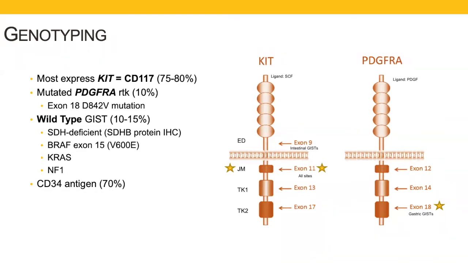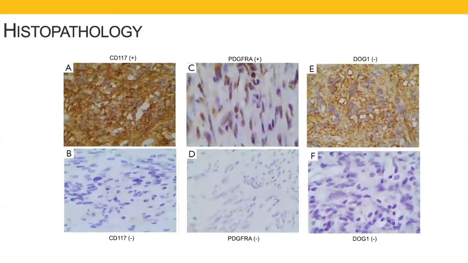They're also commonly positive for CD34 antigen. These are just some examples of staining for CD117 and PDGFRA. You can see the positive ones up here and the negative ones down here.